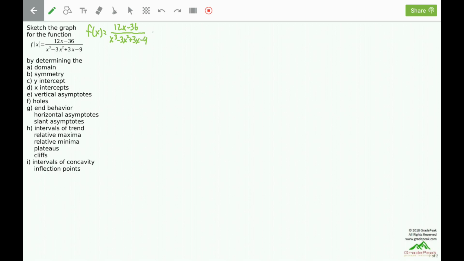So f of x has a denominator, and both the numerator and the denominator can be factored here. The numerator has a common factor of 12. Factoring it out will leave behind an x minus 3. The denominator is a 4-term cubic. We can attempt to factor it by group factoring.